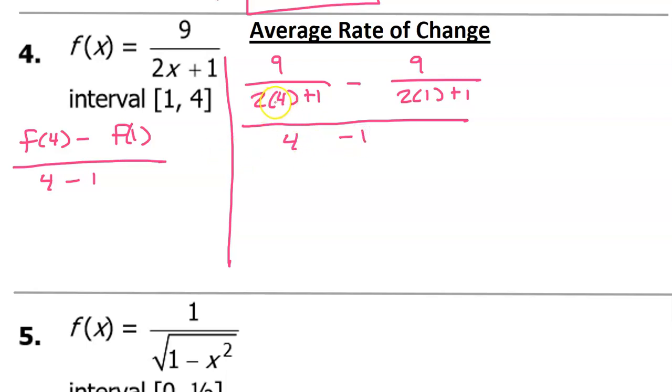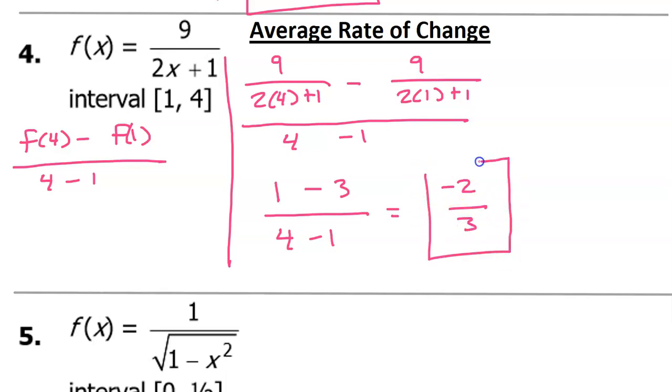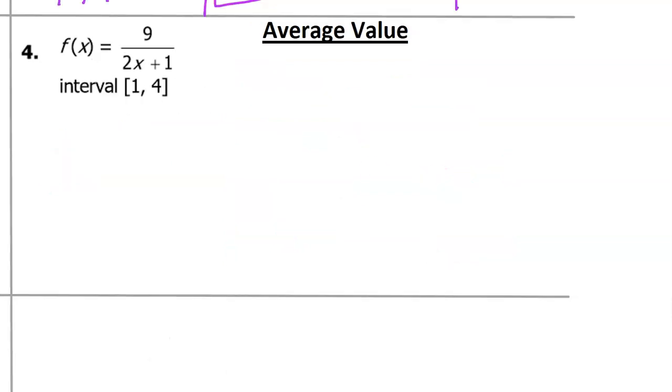2 times 4 is 8, plus 1 is 9. So this is 9 over 9, which is 1. And this is 2 plus 1, which is 3. And then 9 divided by 3 is 3. So I have 1 minus 3 over 4 minus 1. But that is -2 over 3. So this is the average rate of change.